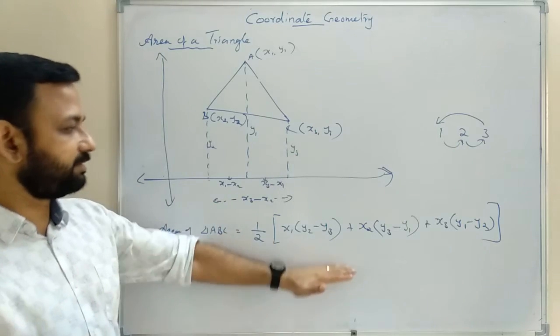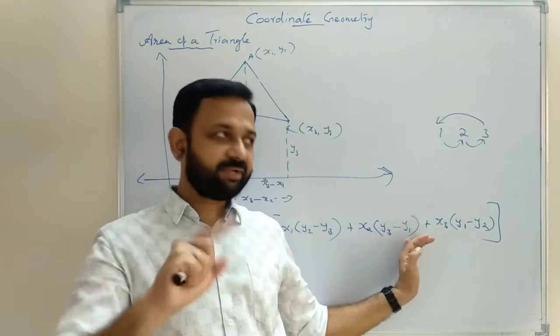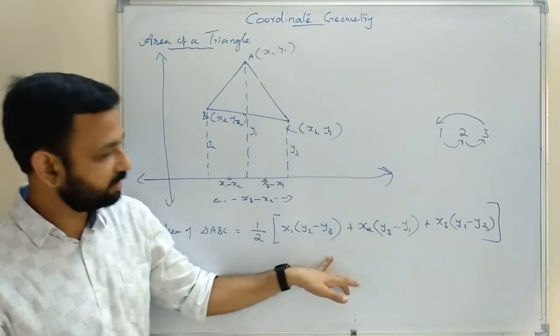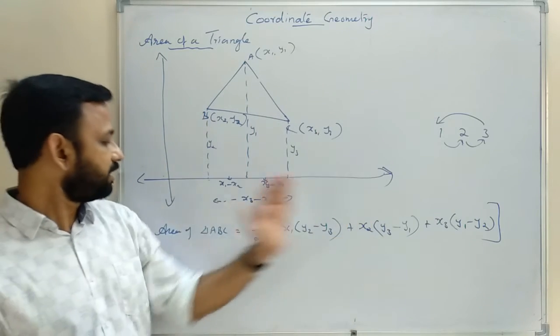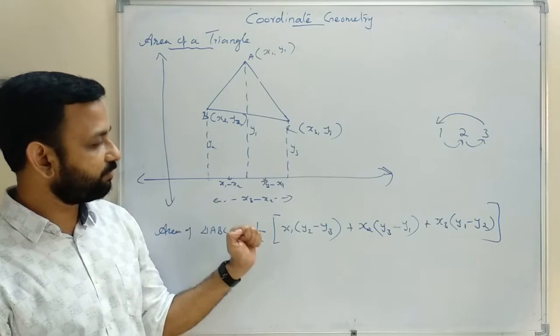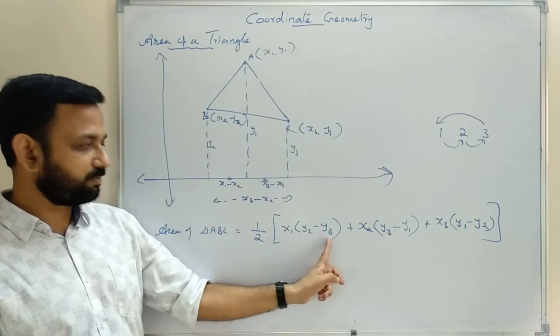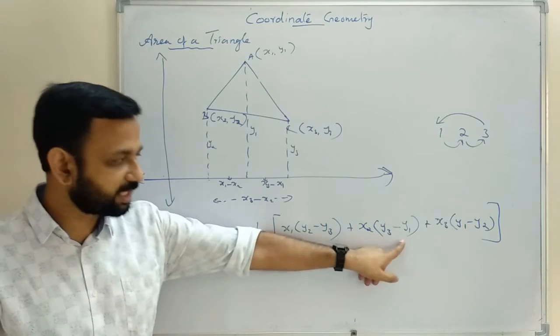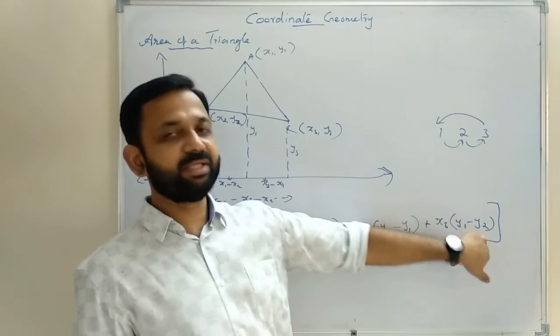So when we simplify, we will get this formula. The derivation of that formula is not important here, so we need to learn this formula by heart. Area of triangle ABC is equal to 1 by 2 into x1 into y2 minus y3 plus x2 into y3 minus y1 plus x3 into y1 minus y2.